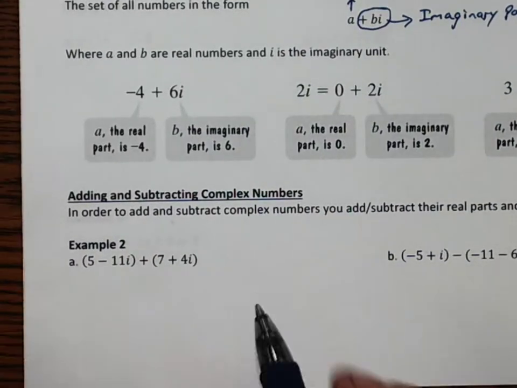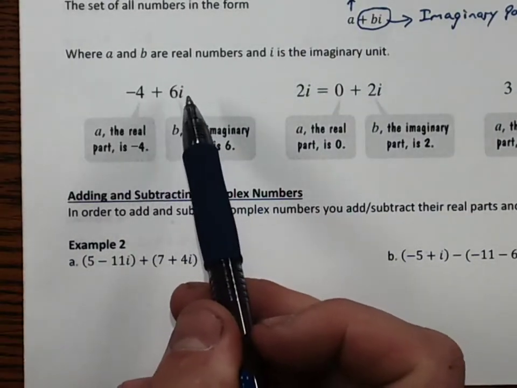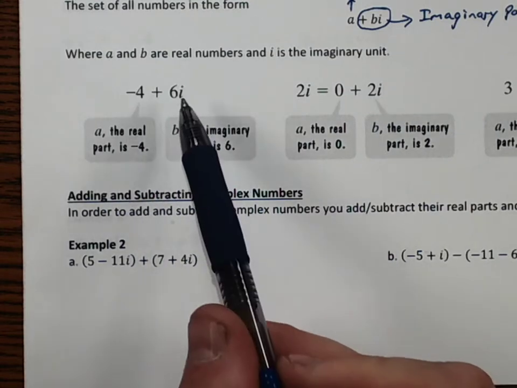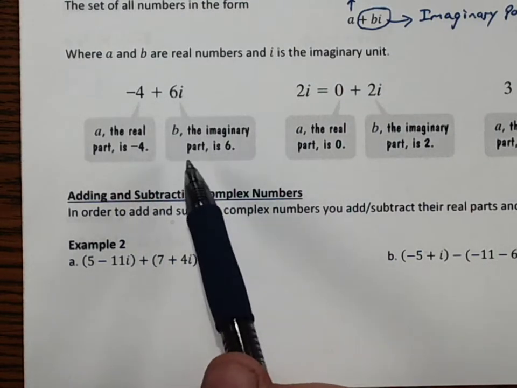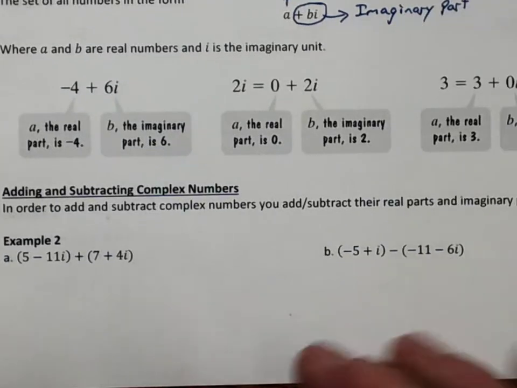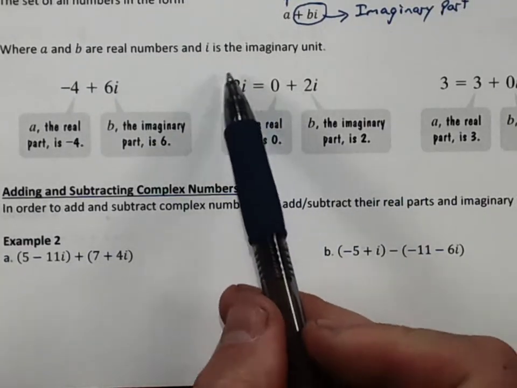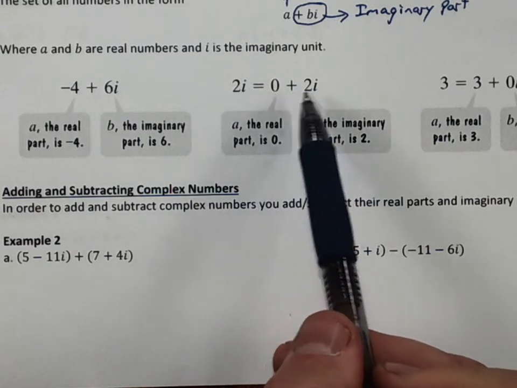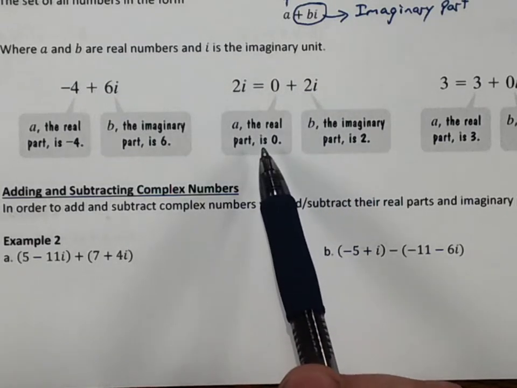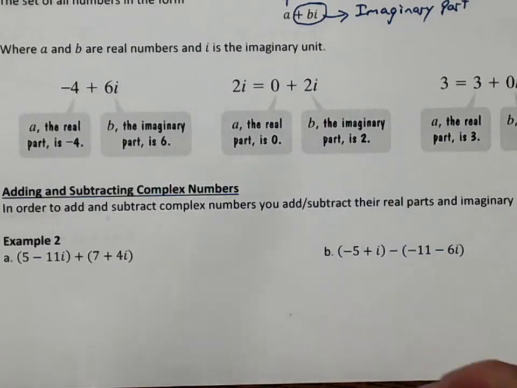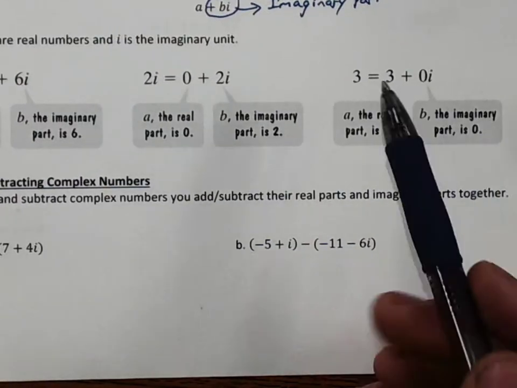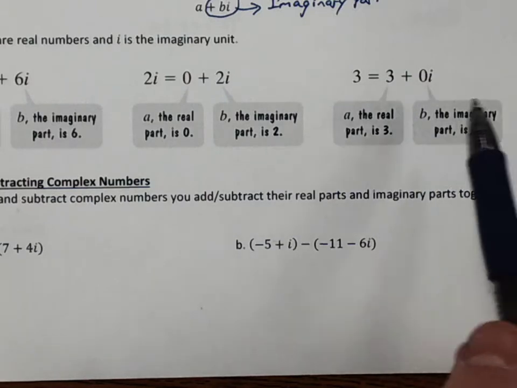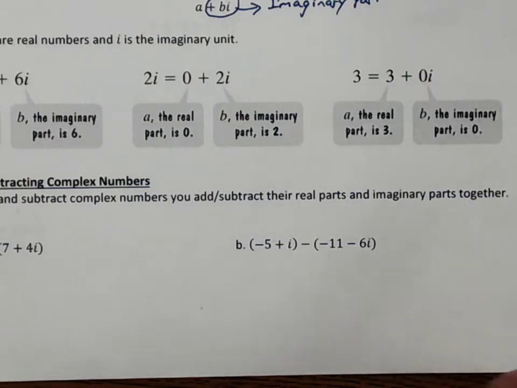So if I was to give you negative 4 plus 6i, negative 4 is the real number, negative 4, and 6i is the imaginary part, that is 6. If I was to give you just the number 2i, well, that means I really have 0 being added with 2i, and 0 is your real part, and 2 is your imaginary part. And if I was to give you just the number 3, that means 3 is your real part, and 0i is your imaginary part.